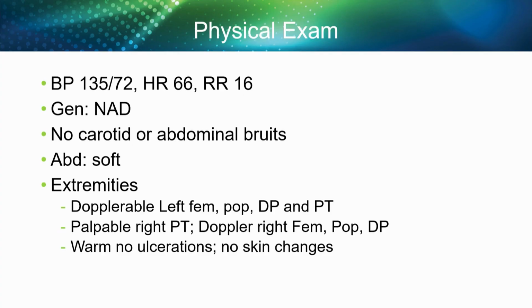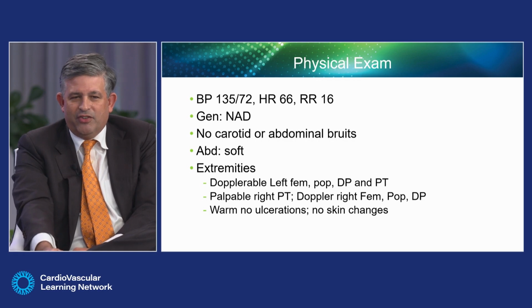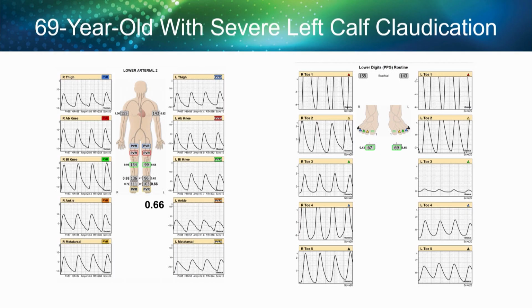On physical examination, really uneventful. On the left, her symptomatic side, only by Doppler could I hear a femoral, popliteal, DP and PT. So everything was by Doppler on the left. On the right, she did have a palpable DP. There were no ulcerations and no skin changes. And we can see the arterial non-invasive examination. On the left, the ABI was diminished, 0.68.